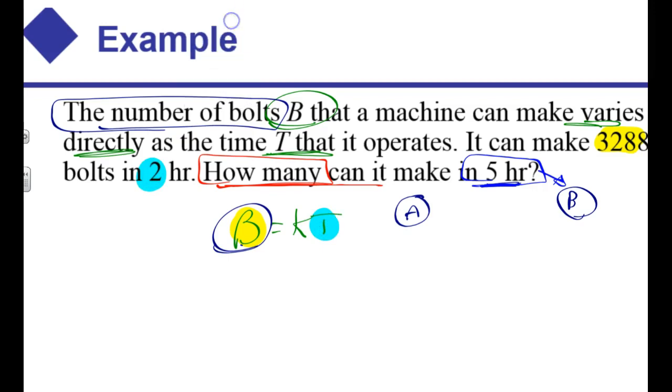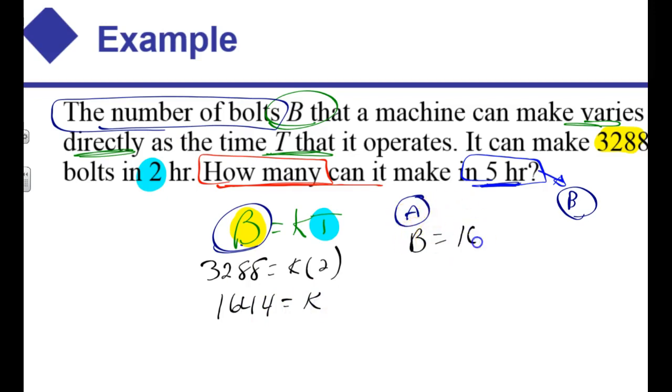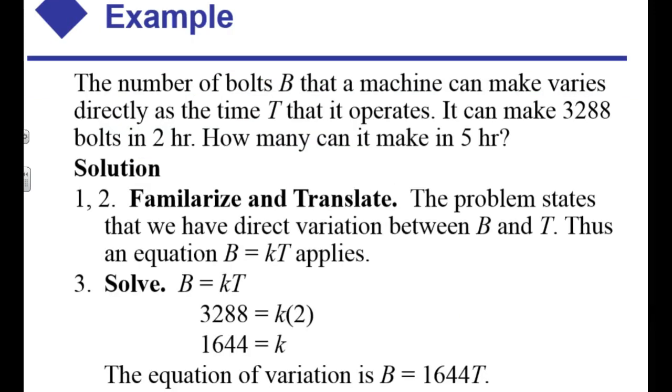So the first part, for part A, says let's just solve for k by plugging in the number of bolts and the time. So k turns out to be 1644. So part A says, let's just write the equation. The number of bolts now is 1644 times time. Now part B says, let's find how many bolts in 5 hours. So part B would be, well, let's let the time be 5, and then answer the question. There's 8,220 bolts. So it's kind of a two-step process.